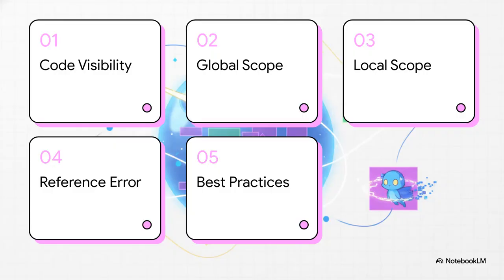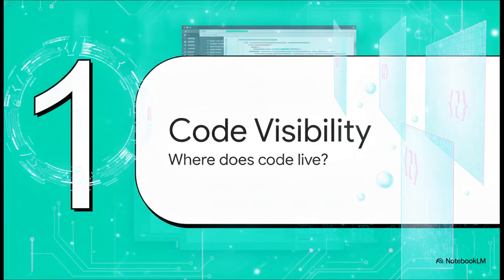Here is our floor plan for today. 1. Boundaries of code visibility. 2. Global scope, the open lobby. 3. Local scope, private offices. 4. The uncaught reference error. And finally, 5. Best practices for variables. Let's get into it.